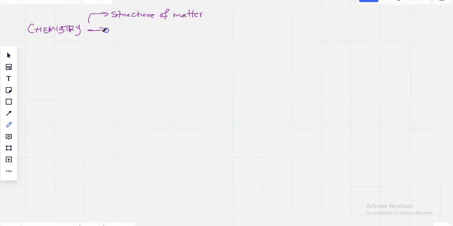And then we talk about interaction between particles or the constituents. Once we know the matter is made up of certain constituents, atoms or molecules or ions, what's the interaction between them? What's holding these particles together? And finally, we talk about chemical transformation.